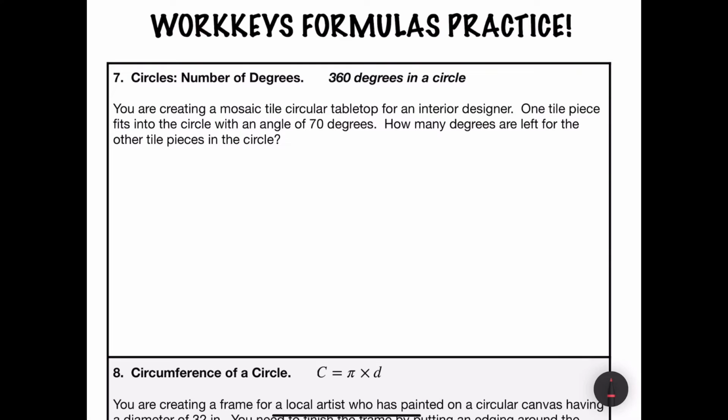Number 7 is circles and the number of degrees, specifically the fact that there are 360 degrees in a circle.